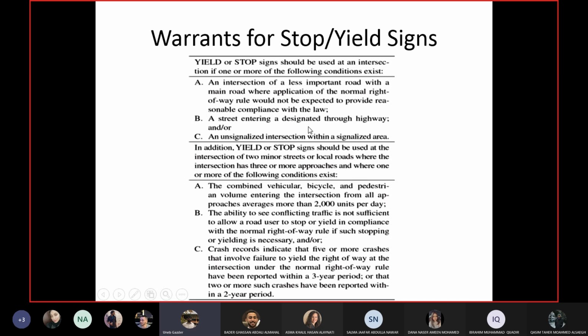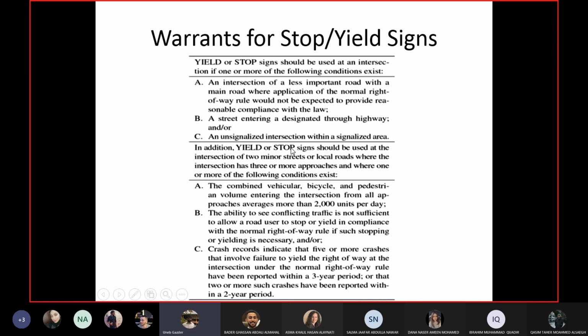Second condition is that the street is entering a designated through highway. So a highway which is going straight, and you have a street which is entering that highway. Obviously then you need a yield or stop sign for the people who are entering that highway. So it's not an intersection, it's just an entry point from the street, like the entry point from a driveway. Like you are coming out of your garage onto the street, so the street is through for you. The people who are on the street, they will go straight. They have the right of way. So for you, I have to provide a yield or stop sign.